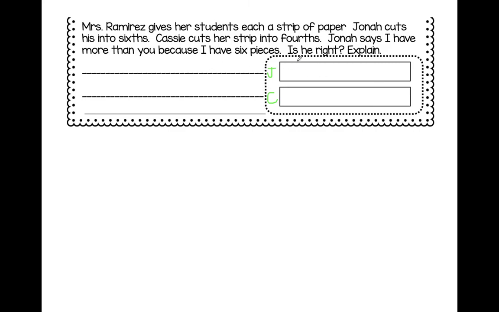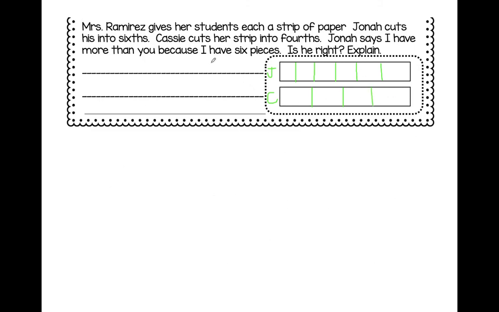Now, Jonah cuts his into 6 equal parts. So we're going to try our best to cut this into equal parts. You are going to want to draw 2 rectangles that are the same size. So I have 1, 2, 3, 4, 5, 6. Now you can see they're not all the exact same. I tried my best, and it's okay if they're not exactly the same size. Just try your best to make them as equal as you can. And now Casey cuts hers into 4ths. 1, 2, 3. Now I have 4 equal parts.